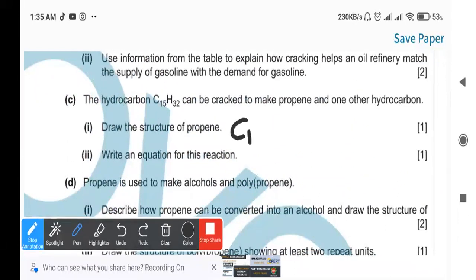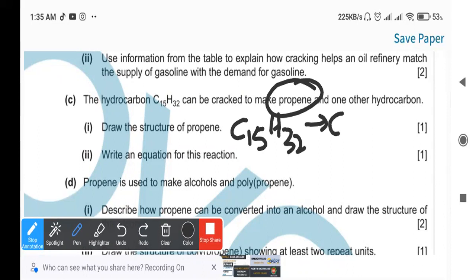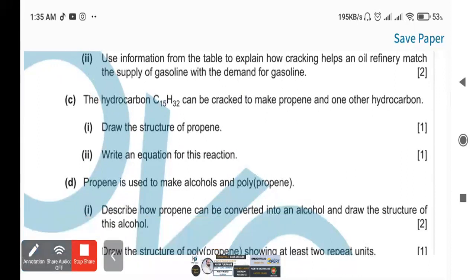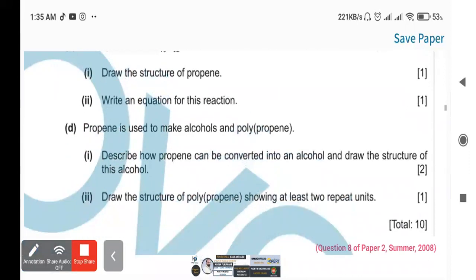So this says C15H32. It will get broken down into propene, so it's C3H6, and another hydrocarbon. Here is 15 and here is 3, so we have to put here how much? 12. Here is 32, here is 6, so we have to put here 26. C12H26. Okay. In this way, the product of cracking will be given.